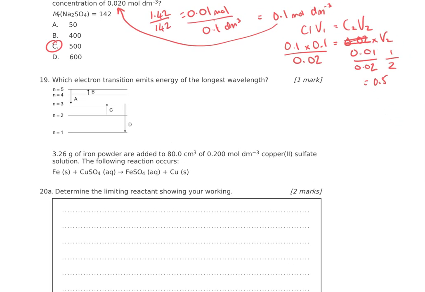That's why you get 1.75 minutes a mark for this one. Which electron transition emits energy of the longest wavelength? So if it's emitting, then the energy is falling down. Okay, so I know B and C are incorrect. And then the longest wavelength is going to be low energy. So the shortest arrow has the lowest energy, so the answer is A.